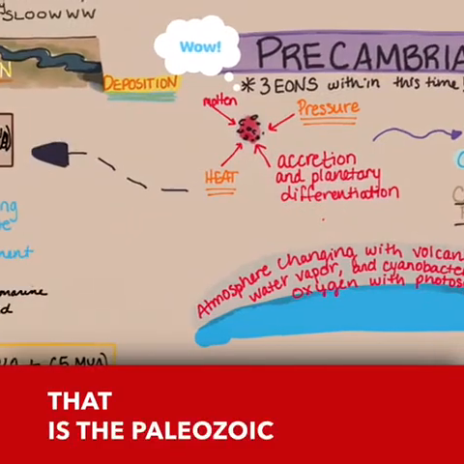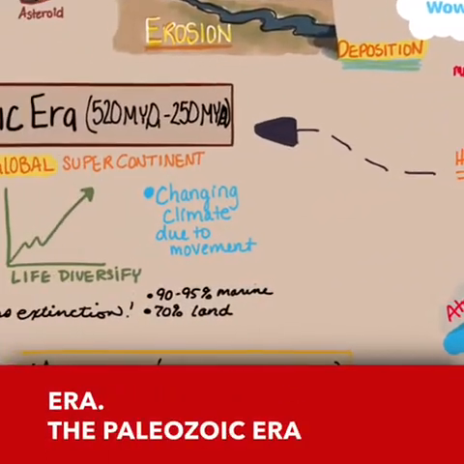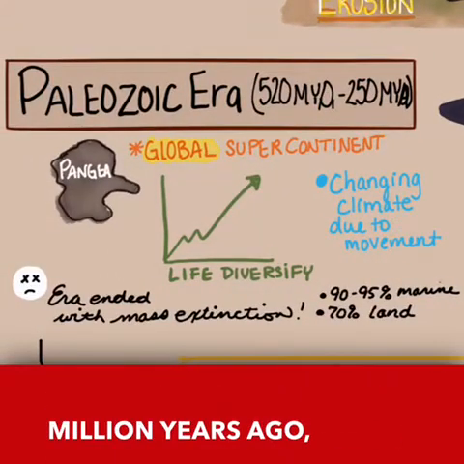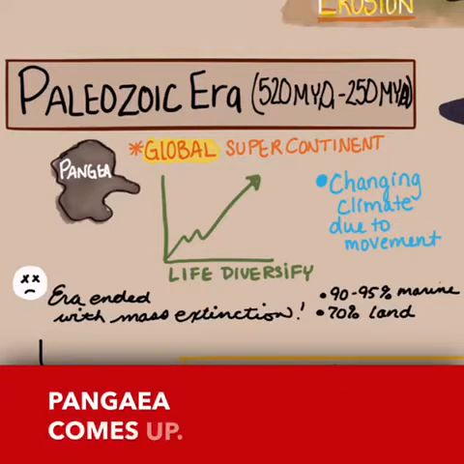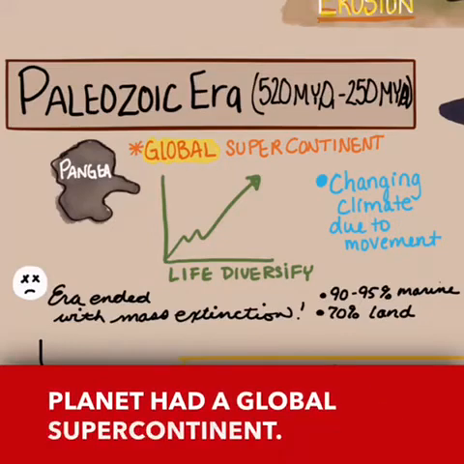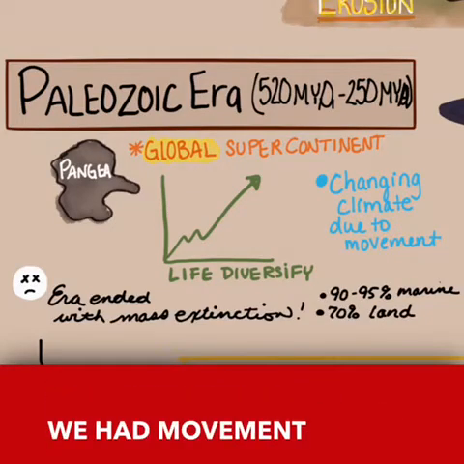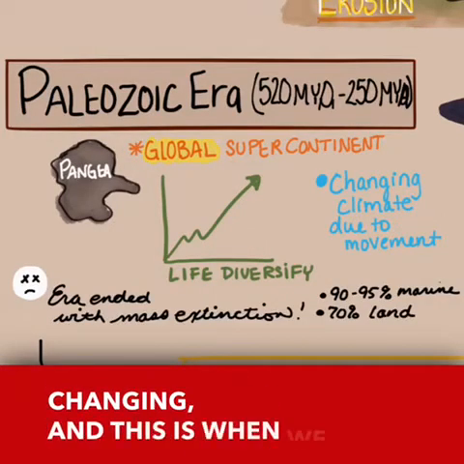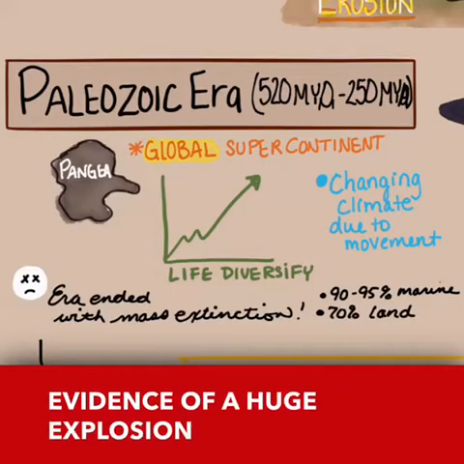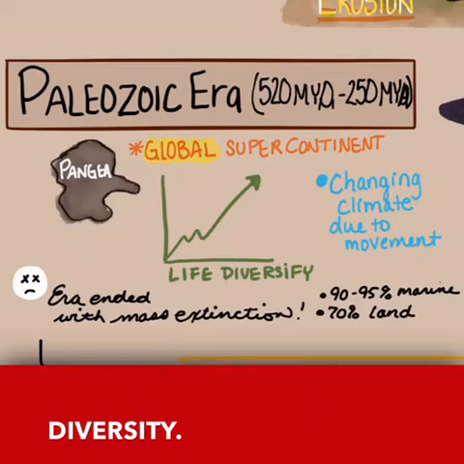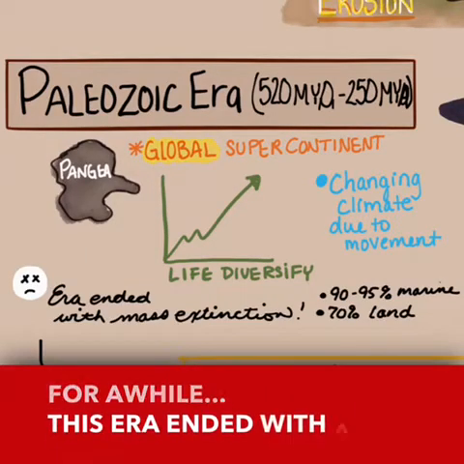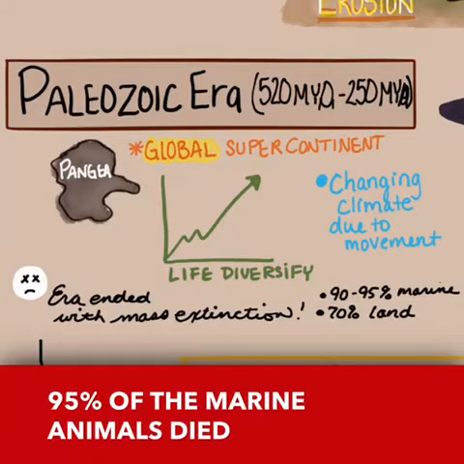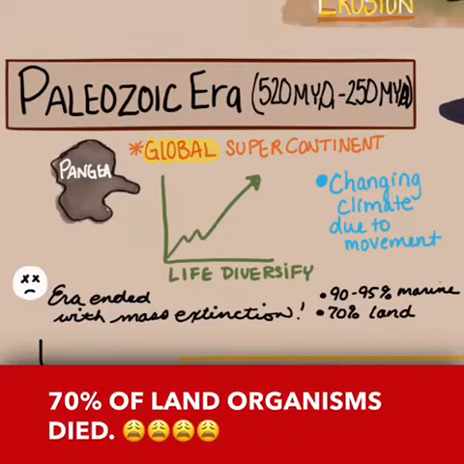That is the Paleozoic era. The Paleozoic era extended from about 520 million years ago to 250 million years ago. And this is where the term Pangea comes up. At this time, our planet had a global supercontinent. We had movement within these continental pieces, the climate was changing, and this is when we see evidence of a huge explosion in life and diversity. For a while. This era ended with a mass extinction. Anywhere between 90 to 95% of the marine animals died, and 70% of land organisms died.